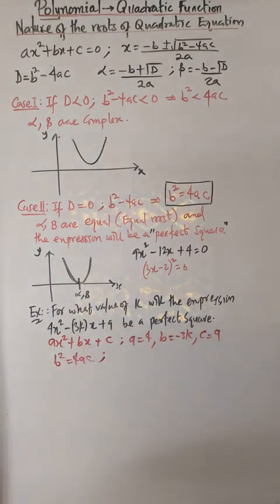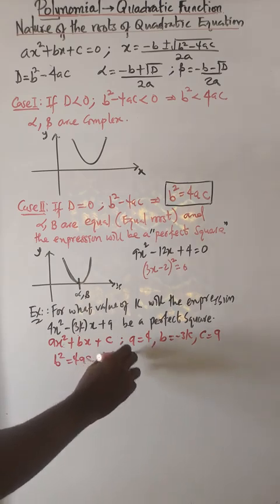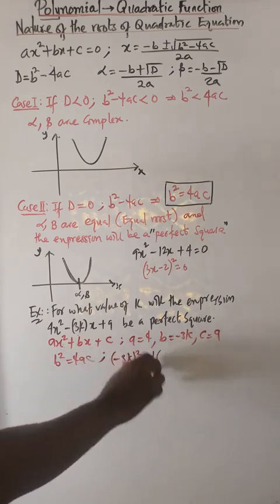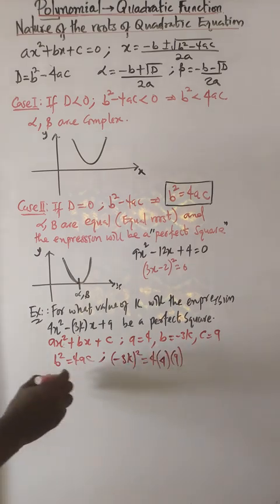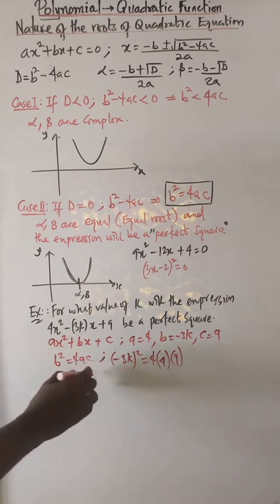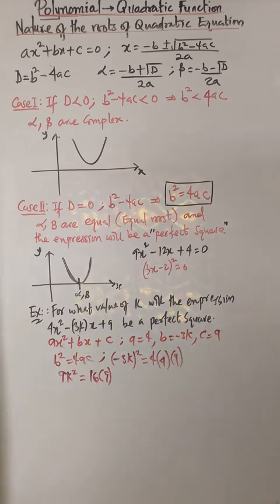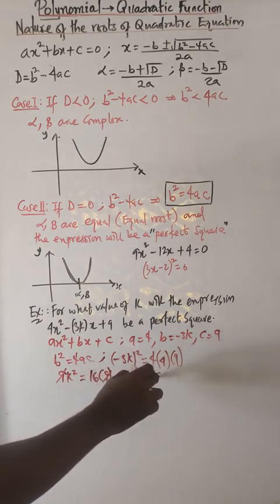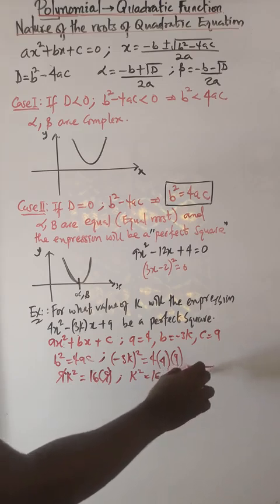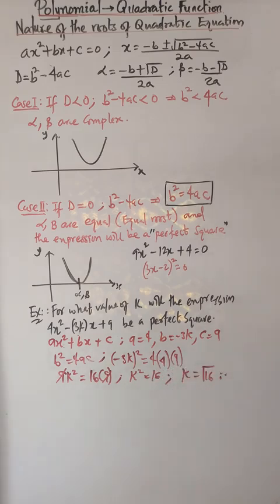Then from here, what's b? Minus 3k. Minus 3k all squared must be equal to 4a. What is a? 4. What is c? 9. So I'll have 9k squared equals 16 times 9. So this 9 can cancel this 9. So it means that k squared equals 16. To get k, we look for the square root of both sides. So therefore, k is plus or minus 4. So that's the value of k.